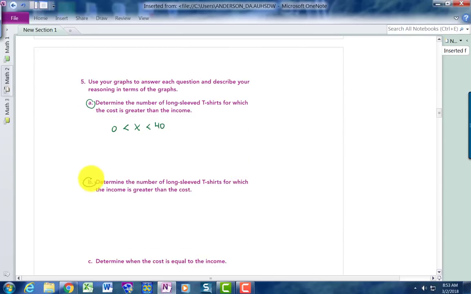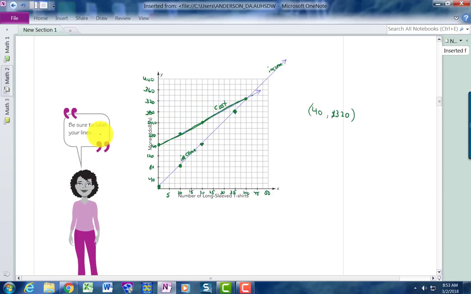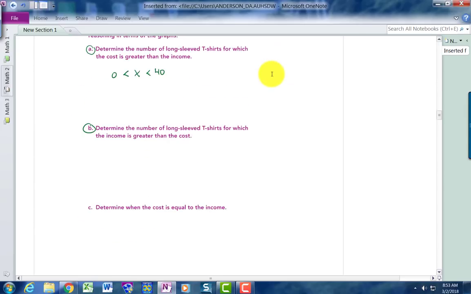Okay? And then the next one says, determine the number of long sleeve t-shirts for which the income is greater than the cost. So we go back up here. When does the income start to rise above the cost? That's when your income graph is now above, which is up here. You see how the cost function is going to continue this way. Now your cost is down here, whereas your income is up there. So you're looking at values that are above 40. So we would say the number of t-shirts would be x is now above 40.